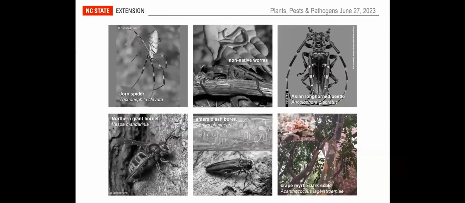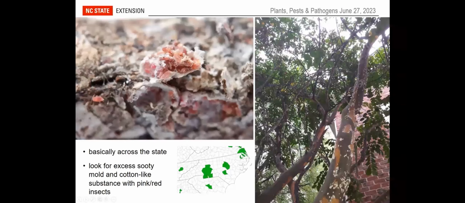Finally, crepe myrtle bark scale. This small sucking insect only feeds on crepe myrtles, and it can create a lot of honeydew and cause sooty mold on these plants. There are also crepe myrtle aphids that will do that as well. But if you see lots of these little cottony looking structures up and down the bark of crepe myrtles, and you have these little pinkish red insects inside, they'll look a little spiky, then you have crepe myrtle bark scale.